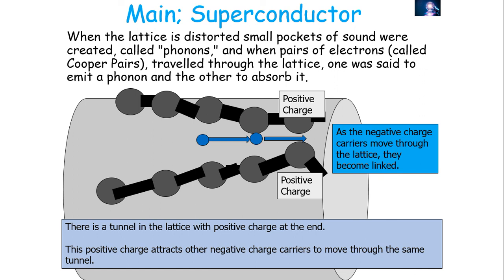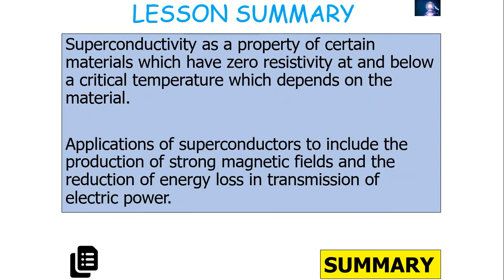Now, when the lattice is distorted, you actually find that small pockets of sound waves called phonons are created, and when pairs of electrons travel through there, which we call Cooper pairs, we can actually say that one emits the phonon and the other one absorbs the phonon as well. So as the negative charge carriers move through the lattice, they become linked, so we call those Cooper pairs. So it leads to an electron emitting the phonon through the distortion, which then gets passed through the distortion and absorbed. But that's beyond the A-level specification.